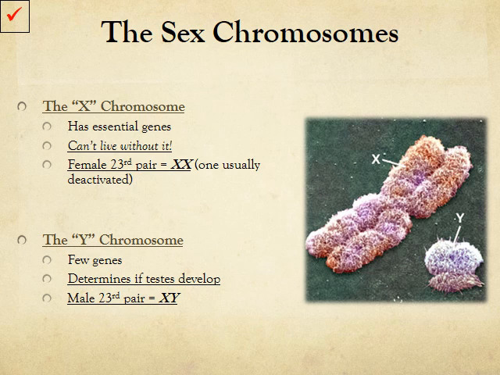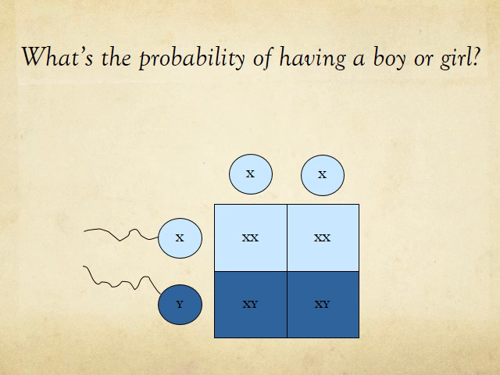In the meantime, the Y chromosome has very few genes and basically only has one function, and that's to determine if the testes develop in the male. Now with males, the 23rd pair is the combination of X and Y. Anytime there's the possibility of having a child, what are the percentages of having a boy or a girl? There's always going to be a 50-50 shot of either being a boy or being a girl when the child is born.